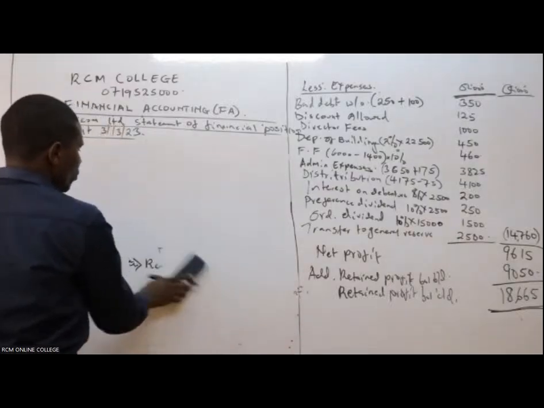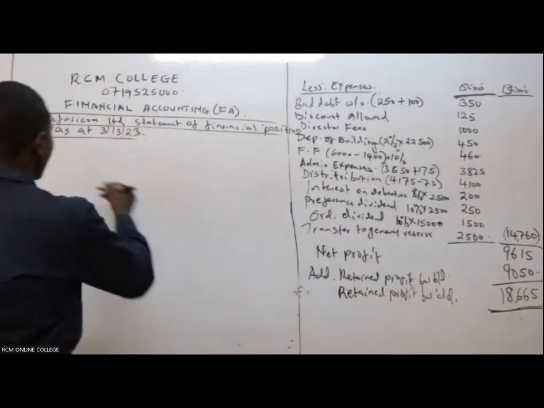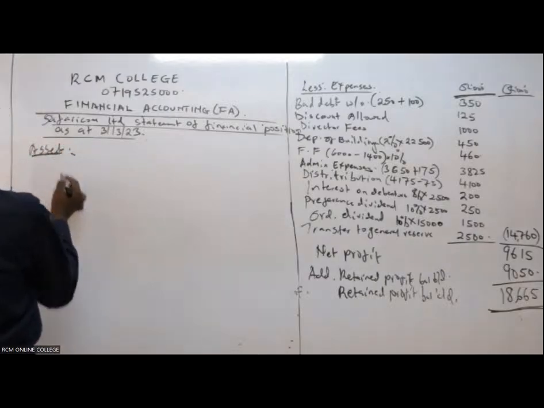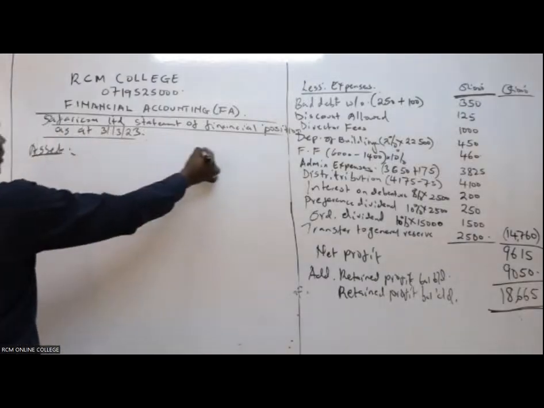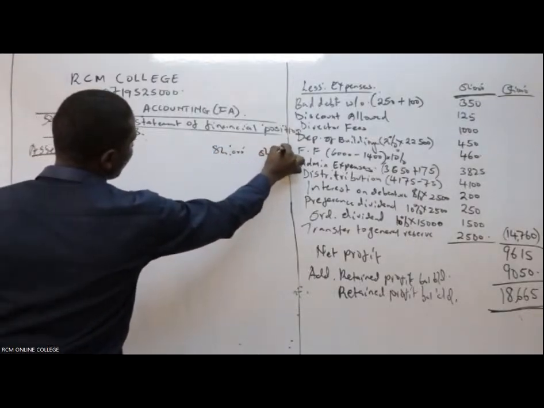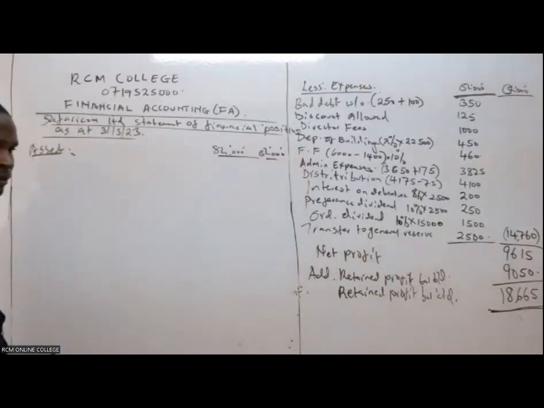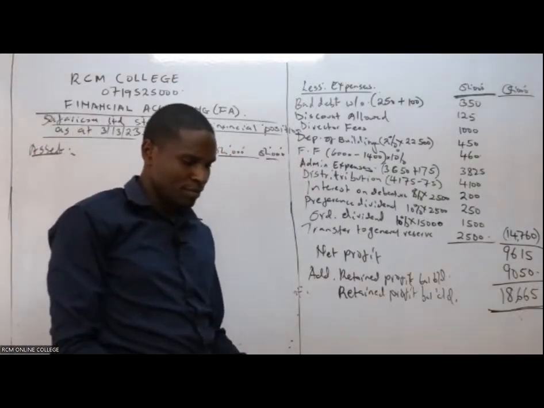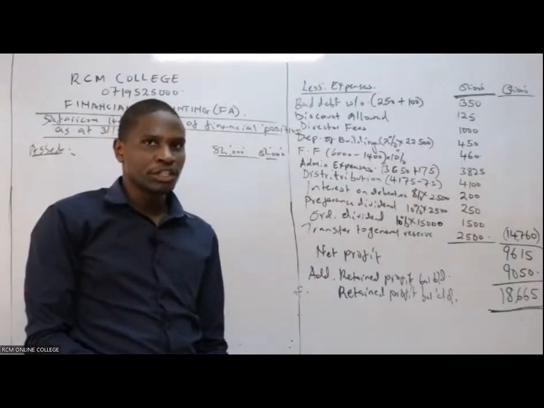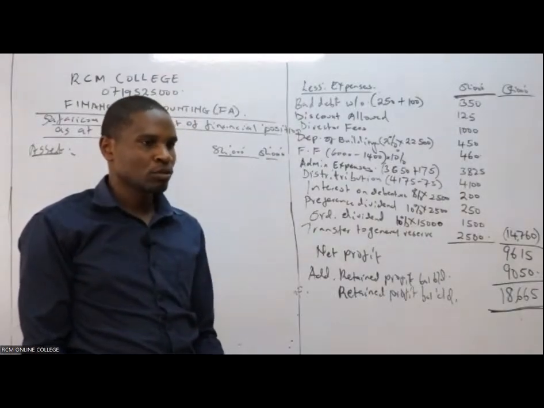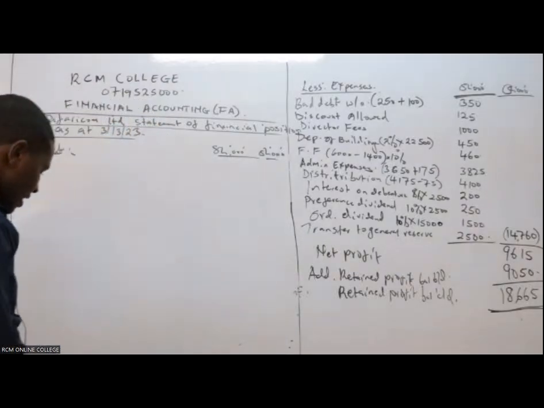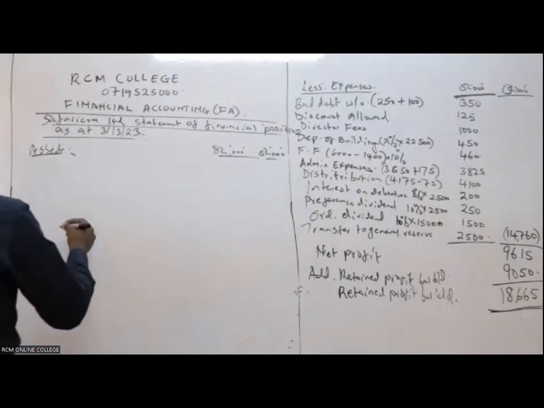So in this case, we start with the assets. If you are good enough, you can give me the non-current assets that we have. Can you mention some of the non-current assets? If I look at my question very well, I remember I had been given building, then furniture and fittings. Those are the assets that I have. And then I have investment at fair value.